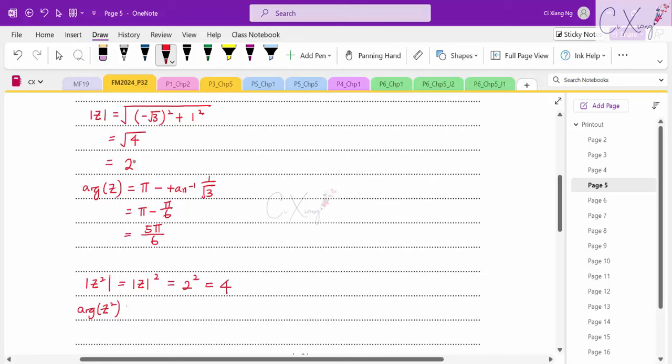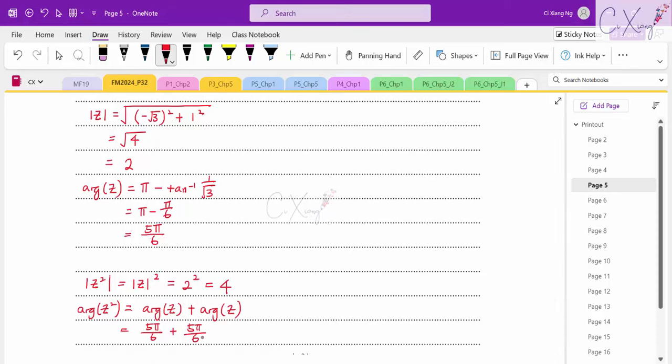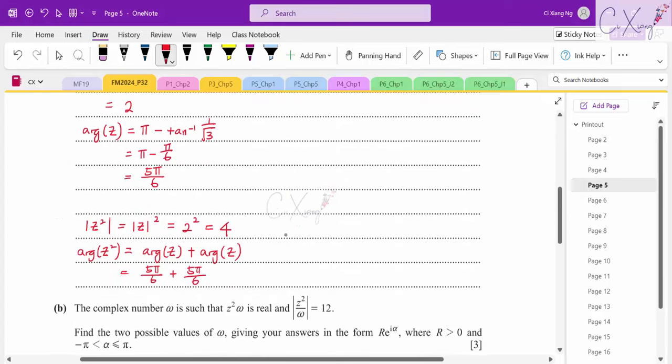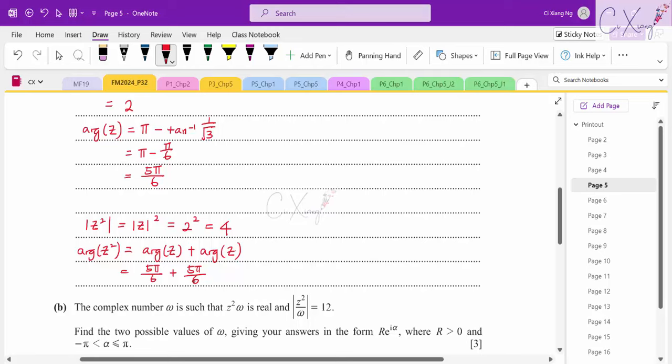So like what I told you just now also, if you have argument of z squared, it means that it is argument of z plus the argument of z. So I'm having 5 pi over 6 plus 5 pi over 6, which is the argument of z. So when you add these two arguments together, you realize that the answer is already bigger than pi. It is already out of the range because our theta should be from negative pi to positive pi.